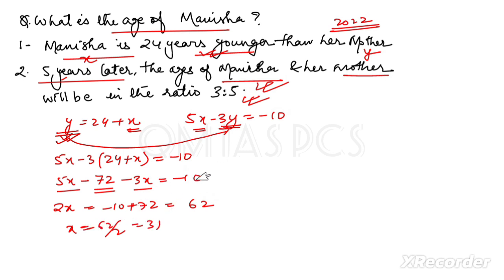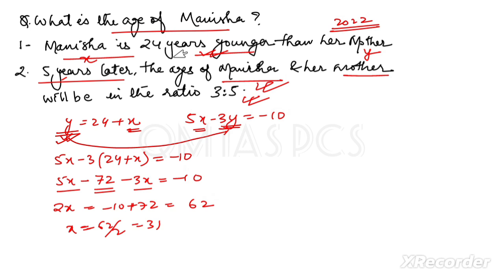Okay, so it is clear that we are getting the answer if we use both statements. If you use both statements together, then we will get the answer. If you use either statement, statement 1 or statement 2 alone, we are not getting the answer. We have to use both equations. Clear? So like this you have to solve the questions of UPSC.